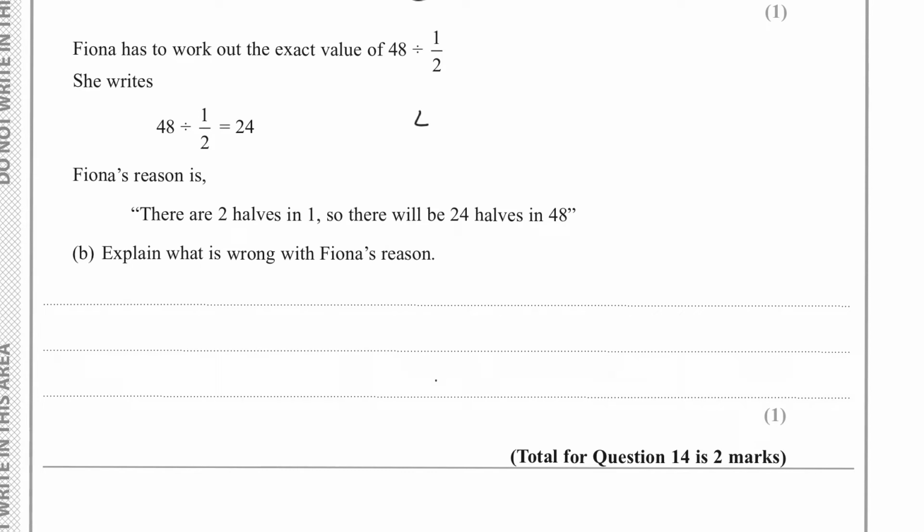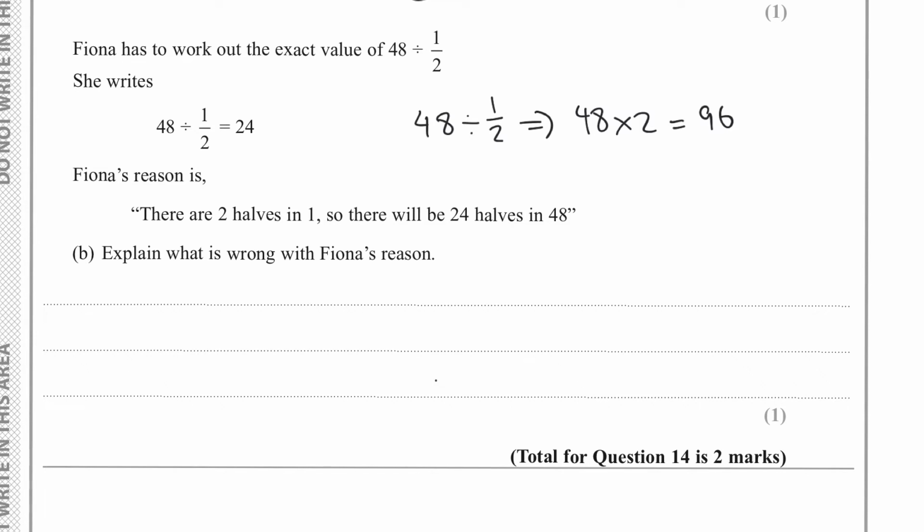Well, first of all, if we're dividing by a fraction, it's the same as flipping the fraction and multiplying. So this would be the same as doing 48 times 2, because if you flip over a half, you get 2 over 1, and anything divided by 1 is itself. 48 times 2 would give us 96. So unfortunately, Fiona's wrong. And the reason why is because there are double the amount of halves.